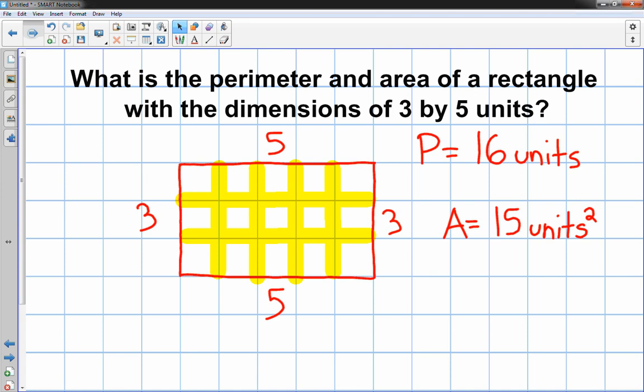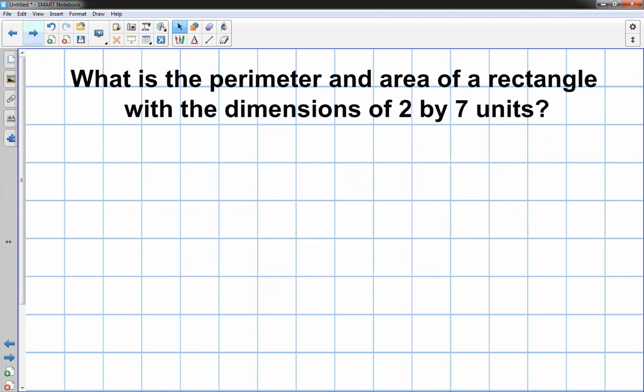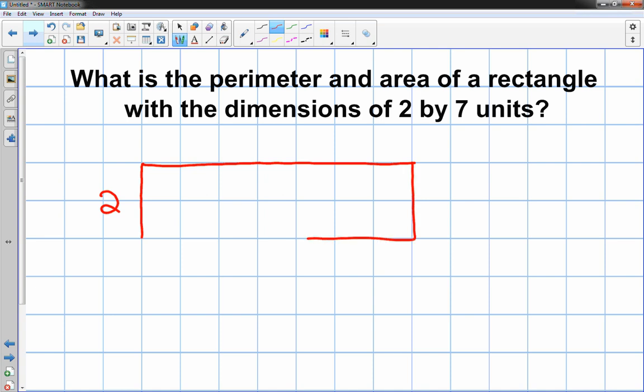Let's do another one. So turn the page. We're going to do another one. What is the perimeter and area of a rectangle with the dimensions of 2 by 7 units? One side will be 2. I believe that's 7. 1, 2, 3, 4, 5, 6, 7. So draw a 2 by 7 rectangle.